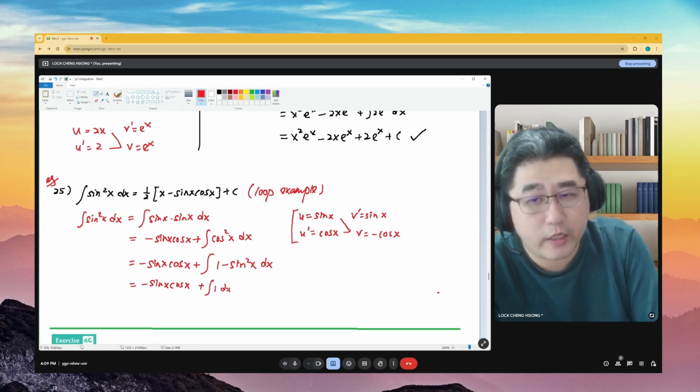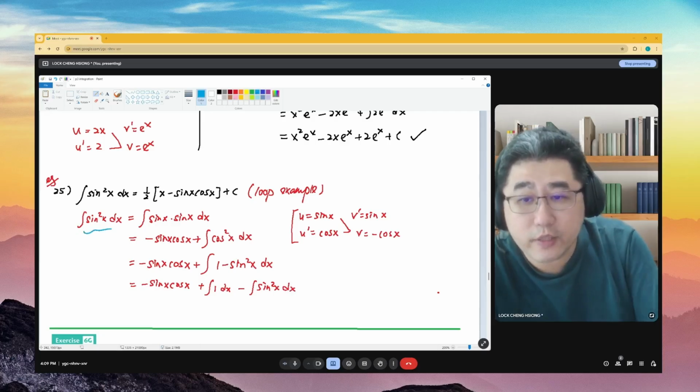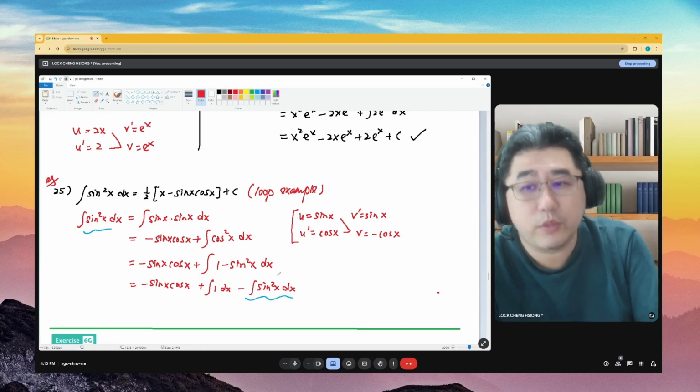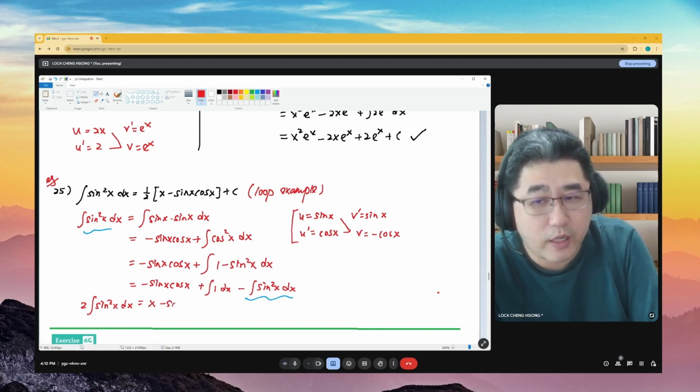Integrate 1 dx minus integrate of sine square x dx. You will see that the left side and the right side have the same item. Then that means you can actually move it to the other side. So it becomes 2 of sine square x dx. Over here, integrate of 1 becomes x, so I write it in front: x minus sine x cos x.